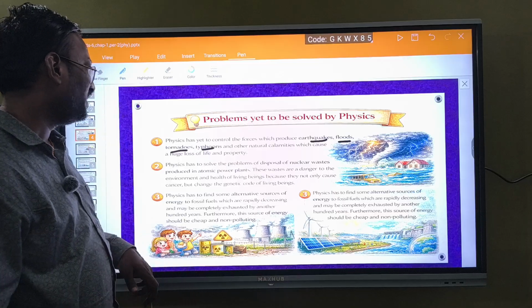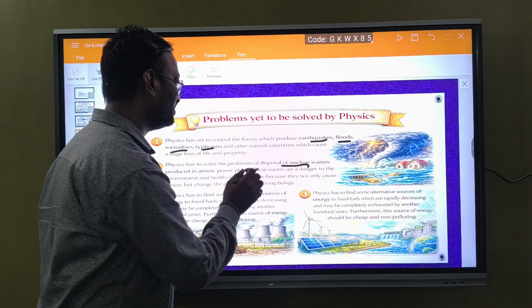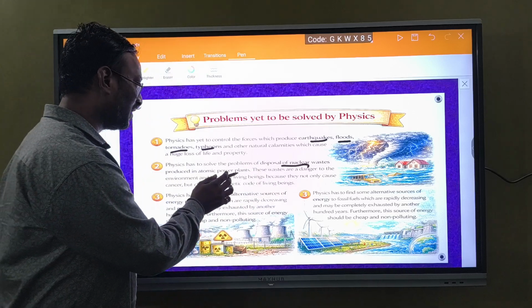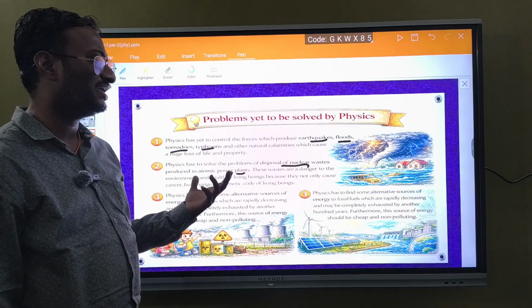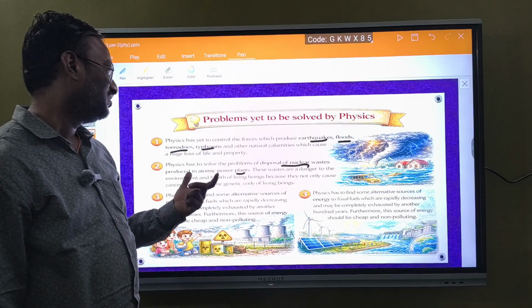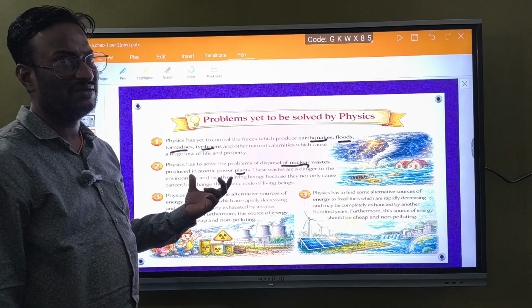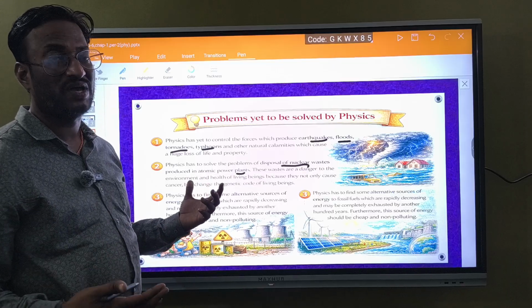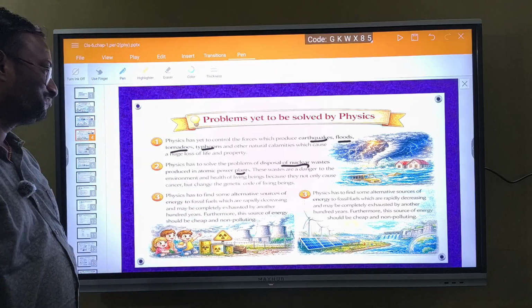And next, physics has to solve the problems like disposal of nuclear waste and producing atomic power plants. These wastes are very dangerous to the health, the environment and the genetic code of living beings. I mean the genetic disorders we are going to get. So that cannot be solved till date.